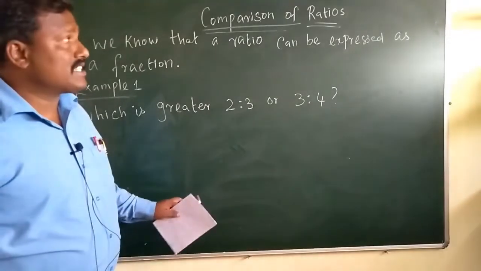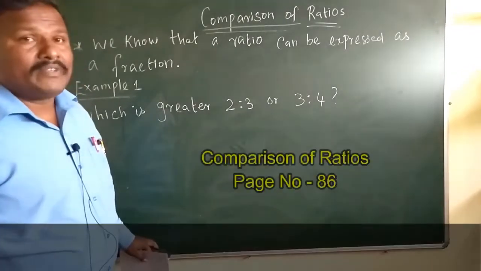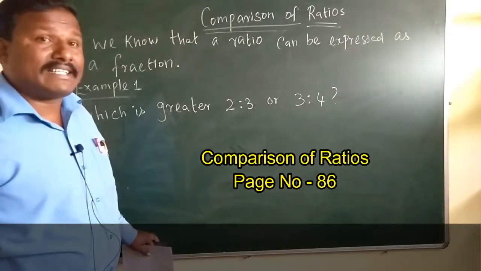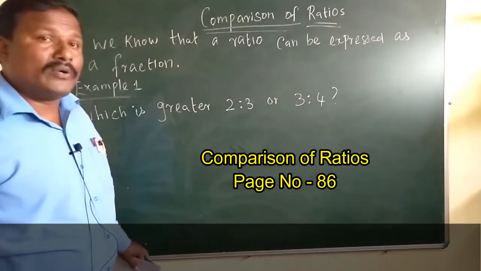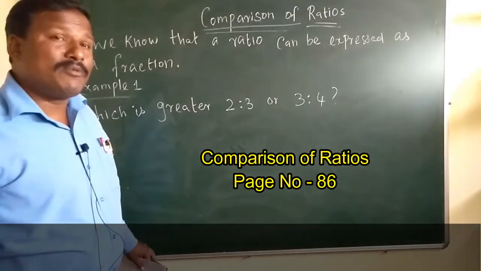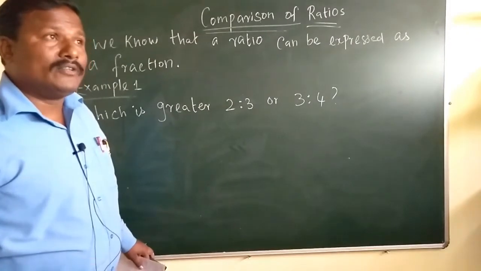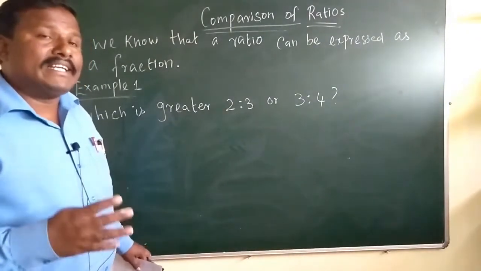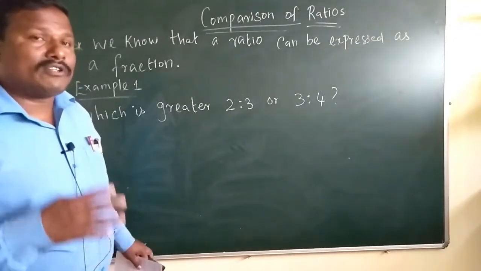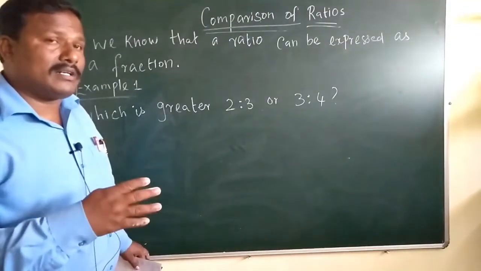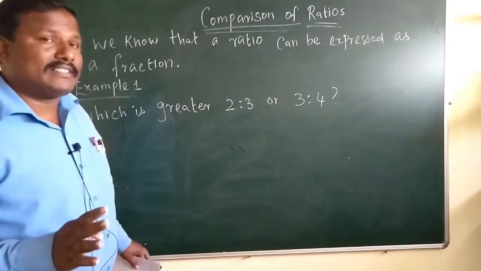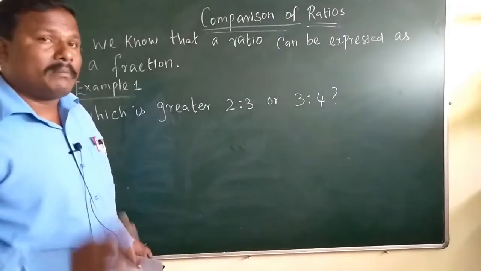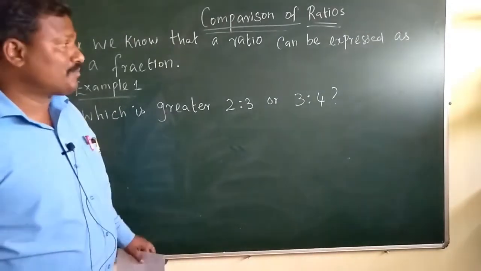So today we will discuss a new topic, comparison of ratios. Suppose they give you two ratios, how do you compare which is greater? I am going to tell you a simple method. In your textbook, they solve it by finding the highest common factor. You have to find the highest common factor, then multiply, and only then can we find out which is greater. But I will tell you the simple method.